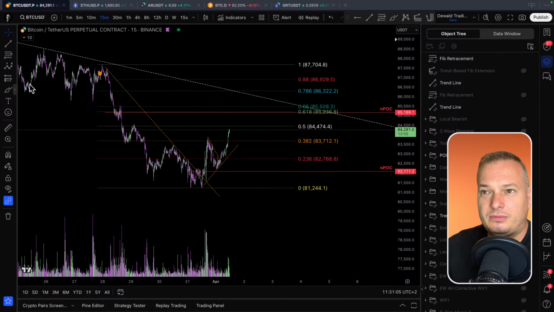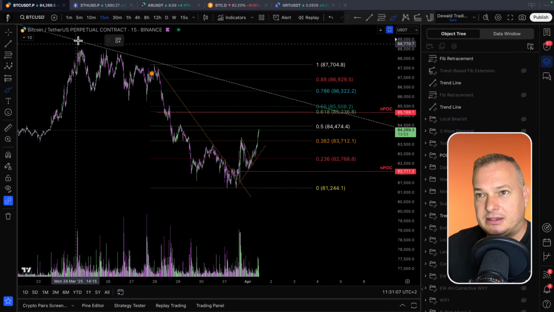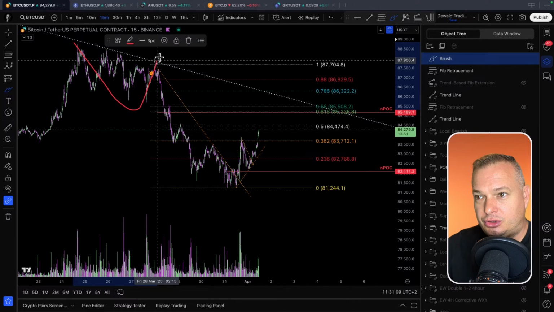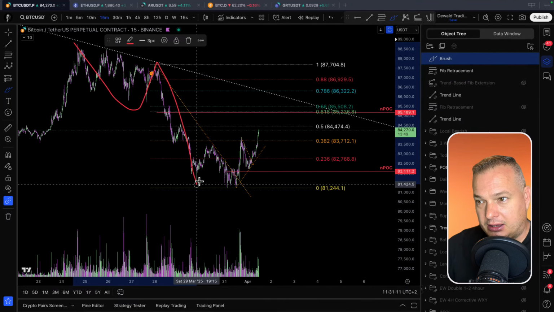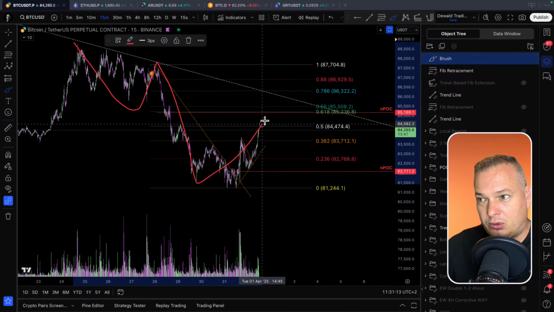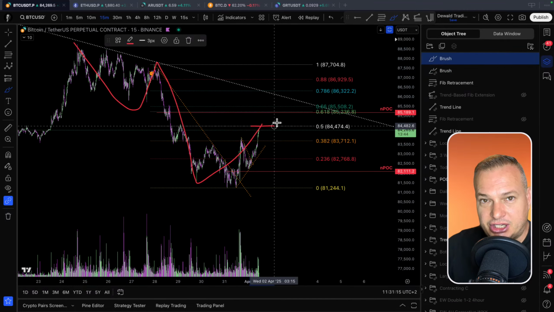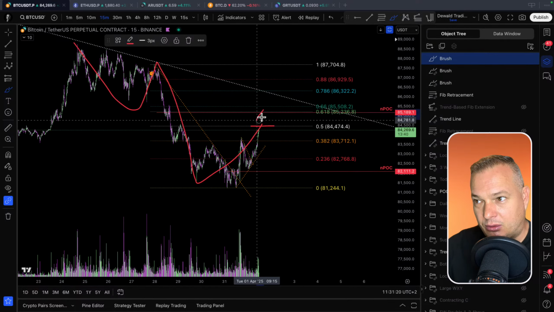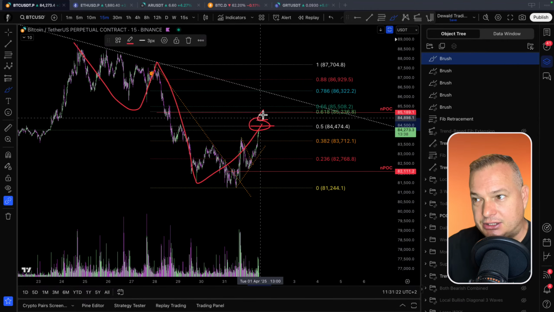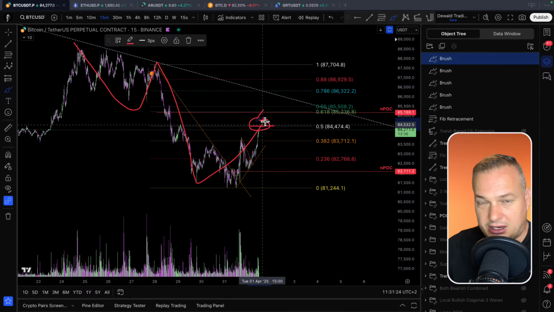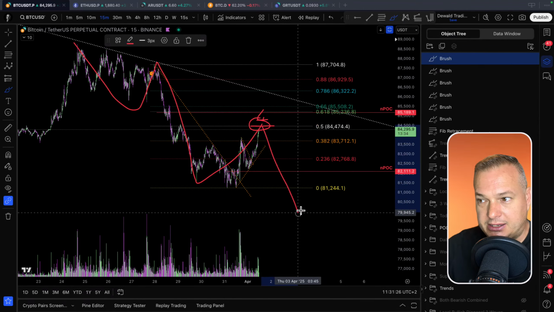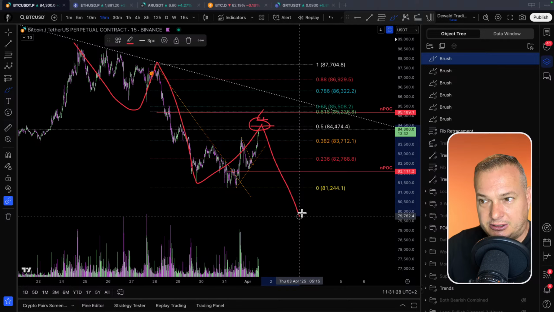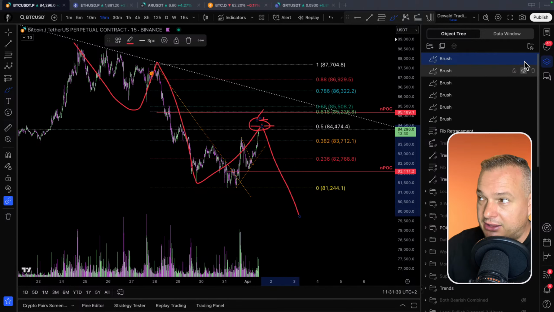Okay, if this is a 1, 2, 3, 4, this is where it has to reject. If this is a 1, 2, 3, and this is now a 4, it has to reject over here. It doesn't have a choice to still complete a fifth wave to the downside. Okay, then there's another way to count it.